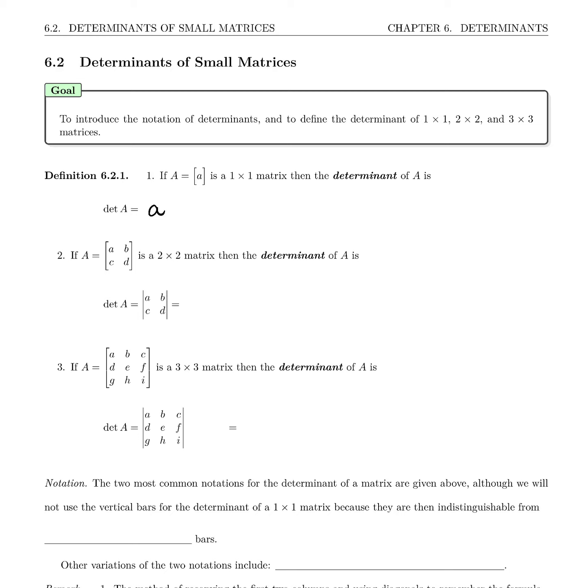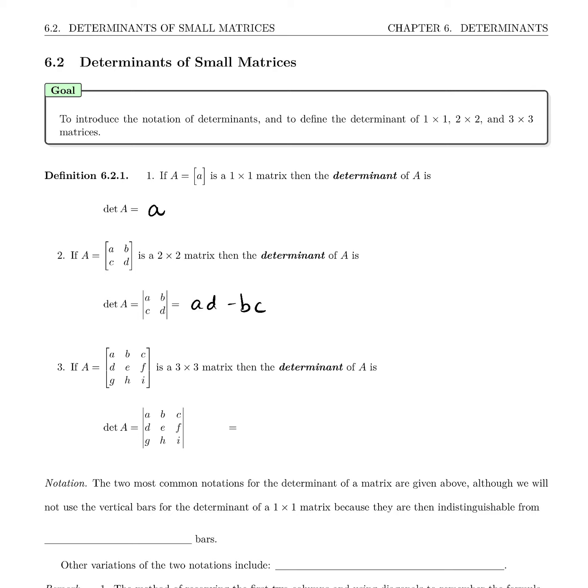2. If A is a 2 by 2 matrix, A, B, C, D, then the determinant of A is, here's the notation again, det A, and a new notation, vertical bars. The vertical bars around the matrix entries instead of the square brackets, right? So vertical bars, no little edge to them. Those vertical bars also mean determinant, and for this 2 by 2 matrix A, it is the number that we've seen before, AD minus BC.